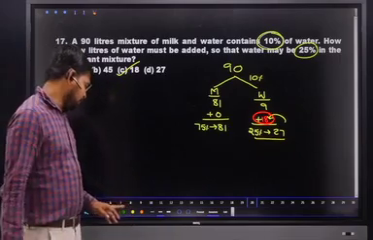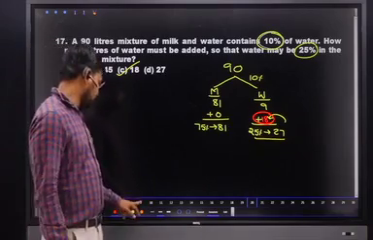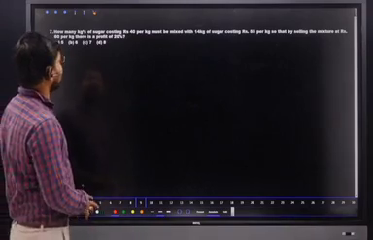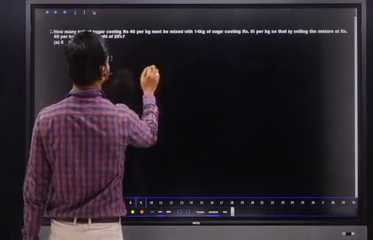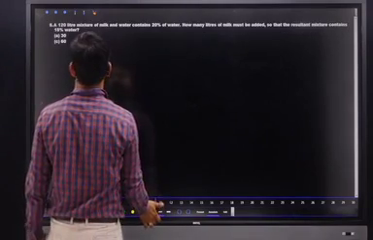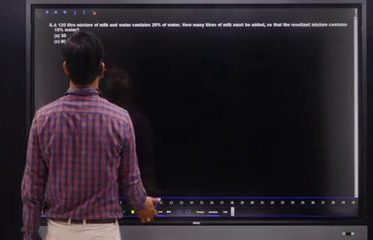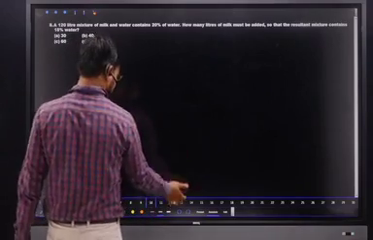Previously we missed one question in this model only. Just try to solve this question. Yes, this question.